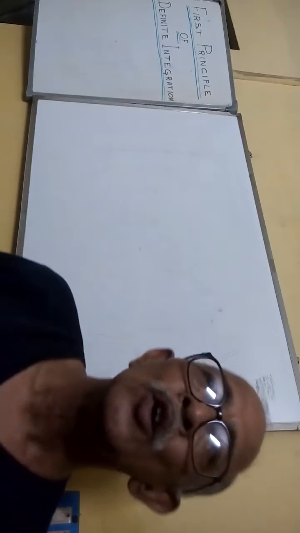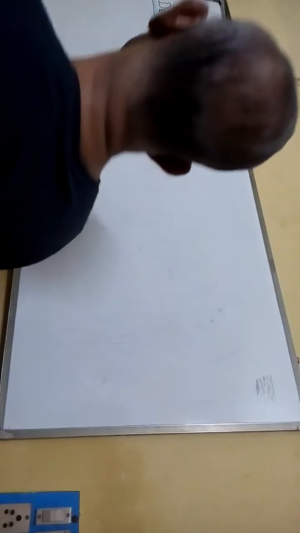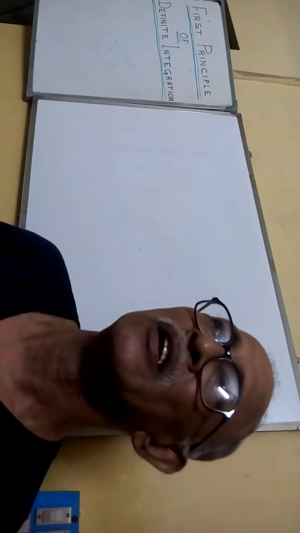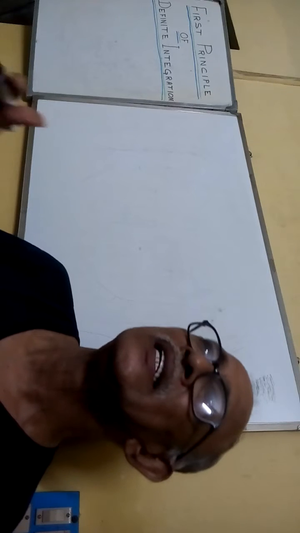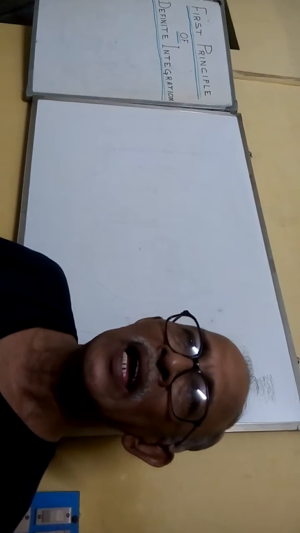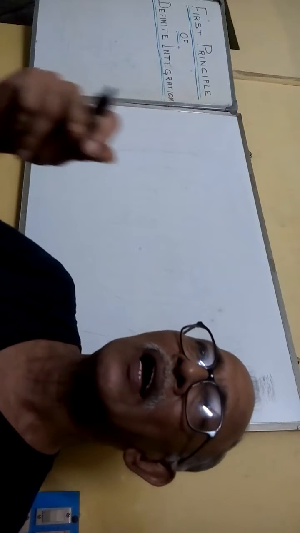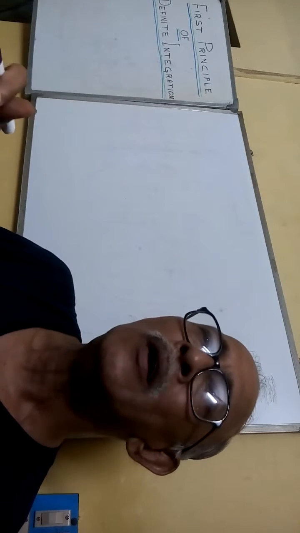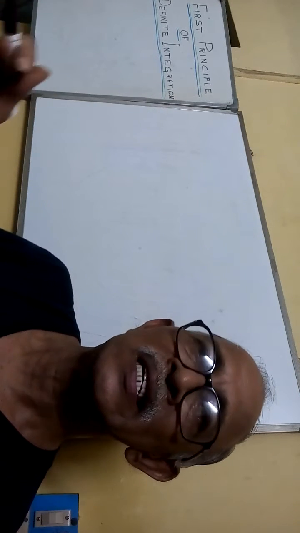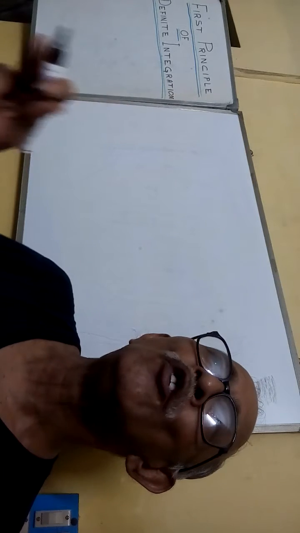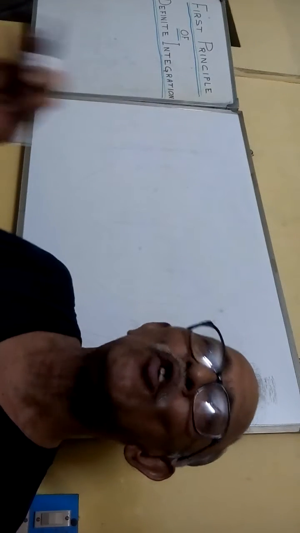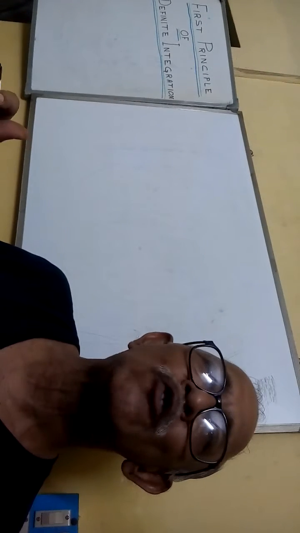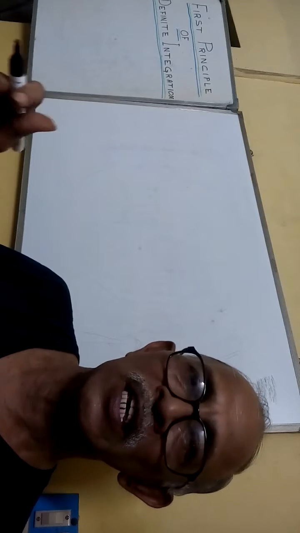Welcome. We will discuss the first principle of definite integration. What is this first principle? It is defined as the area under the curve f(x), above the x-axis and enclosed by the two ordinates x equals a, x equals b.